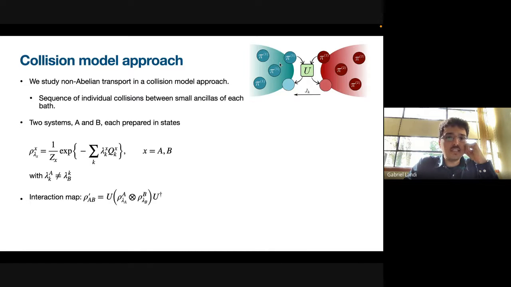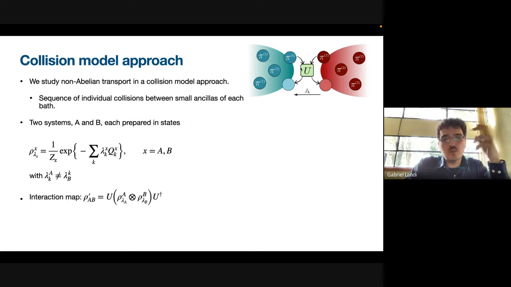Each unit is prepared in a non-abelian thermal state. So the notation is a little bit like this. You have X here to denote A and B, and you have lambda X to denote the set of affinities of A and B.